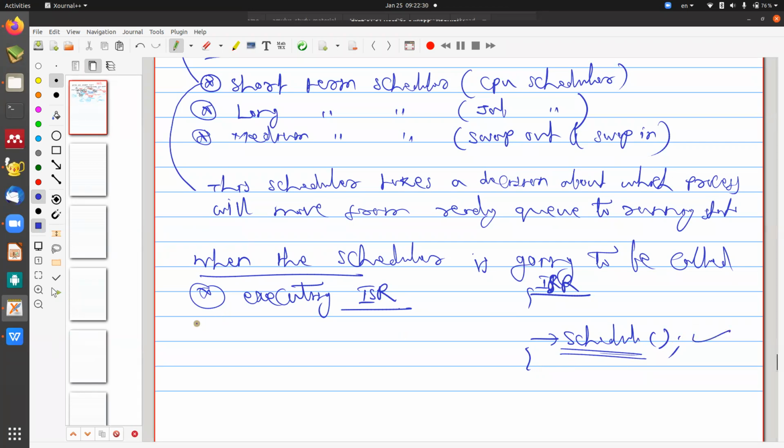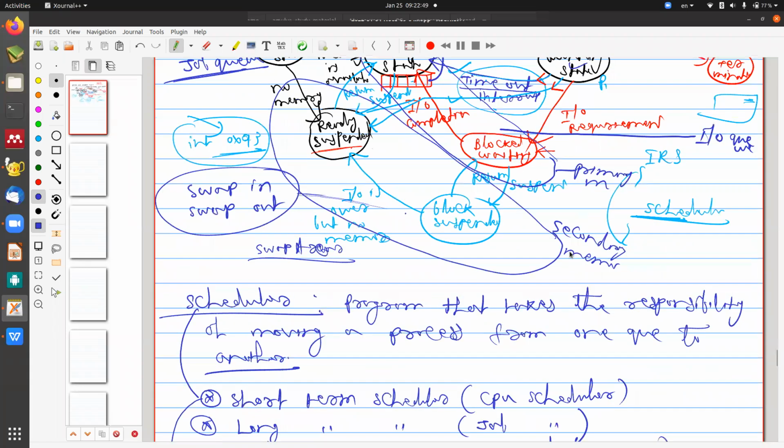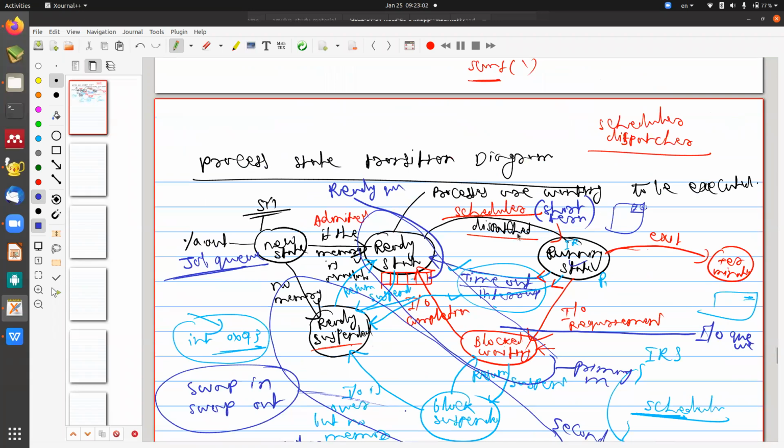That is one case. The second case, anybody? When will a scheduler be called? One case he has told: a timer. That timer is an interrupt, which is included in this ISR case. Anybody else? When will a scheduler be called? Look at this diagram. Here a program is running. When will it be called? One said interrupt. The process has to come here and the interrupt will join. Once the interrupt joins, it has to do it.